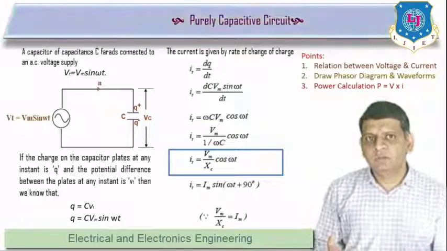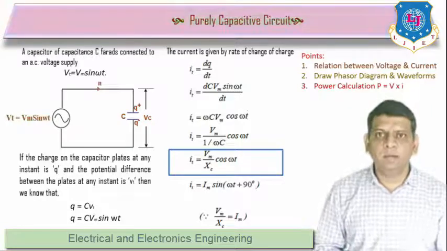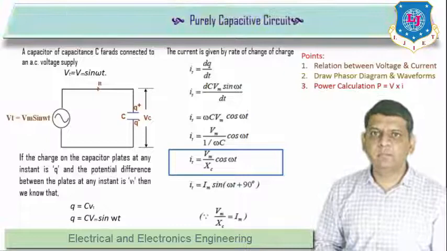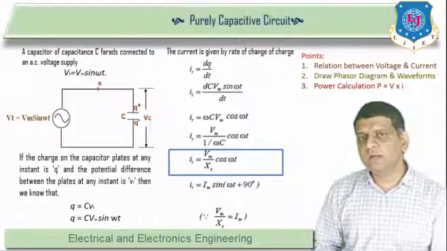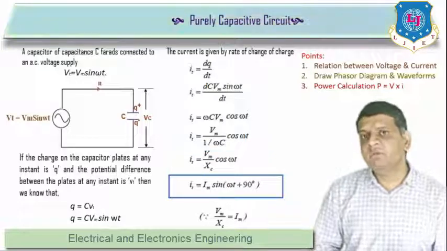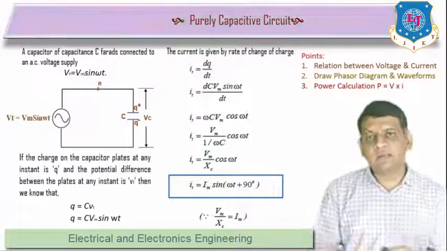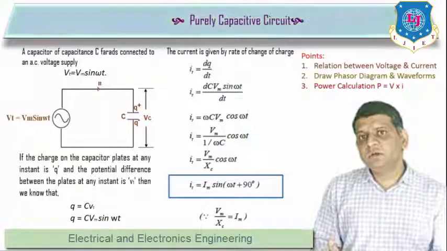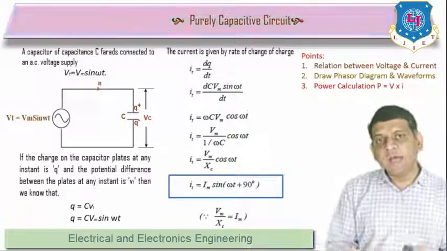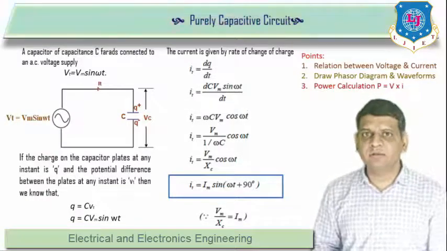So here IT is equal to Vm divided by Xc into cos omega t, where I can take Im is equal to Vm divided by Xc, and instead of cos omega t I can write sin (omega t plus 90). So you can see my final equation of current IT is equal to Im sin (omega t plus 90). So I can say here the difference between voltage and current, at V is equal to Vm sin omega t and I is equal to Im sin (omega t plus 90). So here the phase difference is plus 90.